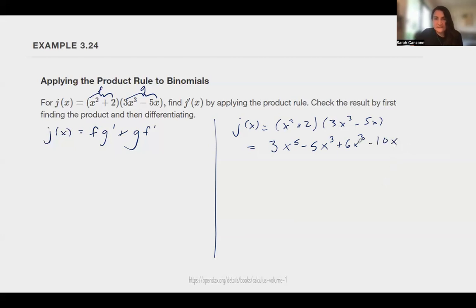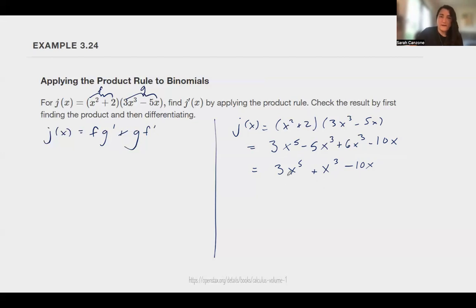Now, the last thing is I see that I can combine these two terms, so I will go ahead and combine them. I get 3x to the fifth plus, so 6 minus 5 gives us plus 1, x cubed. I won't write the 1 because that's not necessary, minus 10x. Okay. And let me double check that. Boom, boom, boom, boom. Okay, always important to check our work.